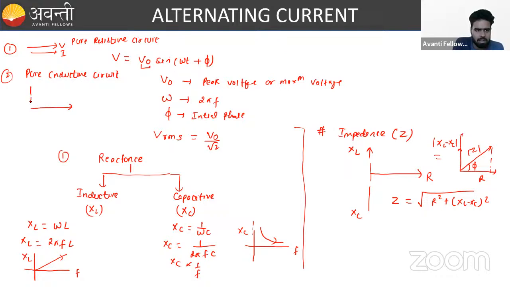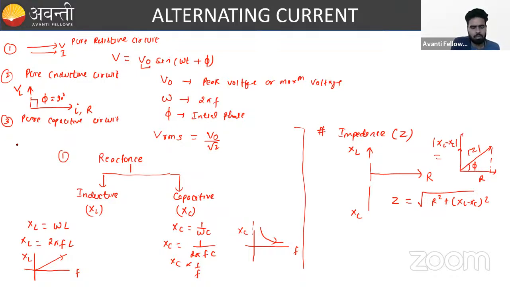The voltage is leading the current by 90 degrees. So how can we write down the phase difference? See here, the voltage across the inductor is leading by 90 degrees. So this is our phase of current, or this is our phase of resistance, right? So we can say this phi is 90 degrees. In the same way, we talk about the pure capacitive circuit. So in this case, what will happen?